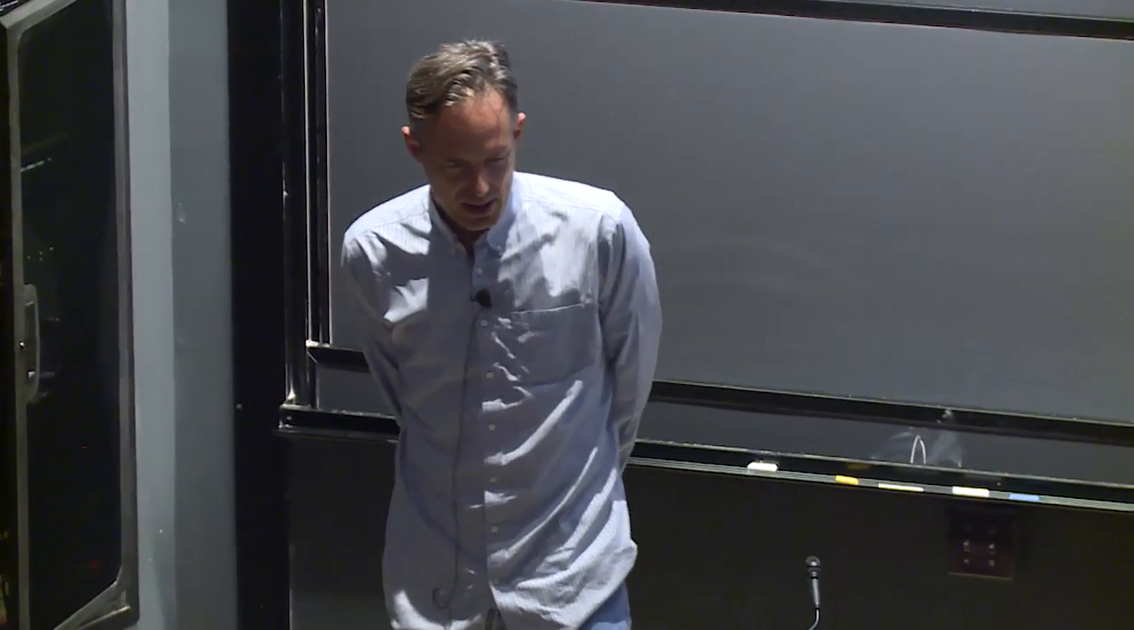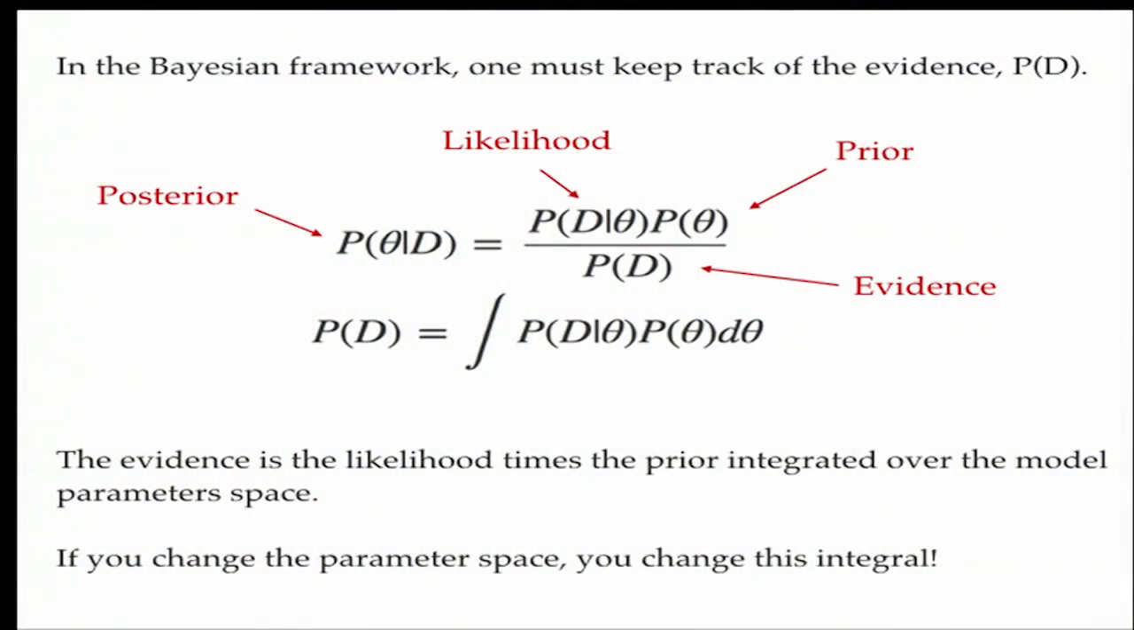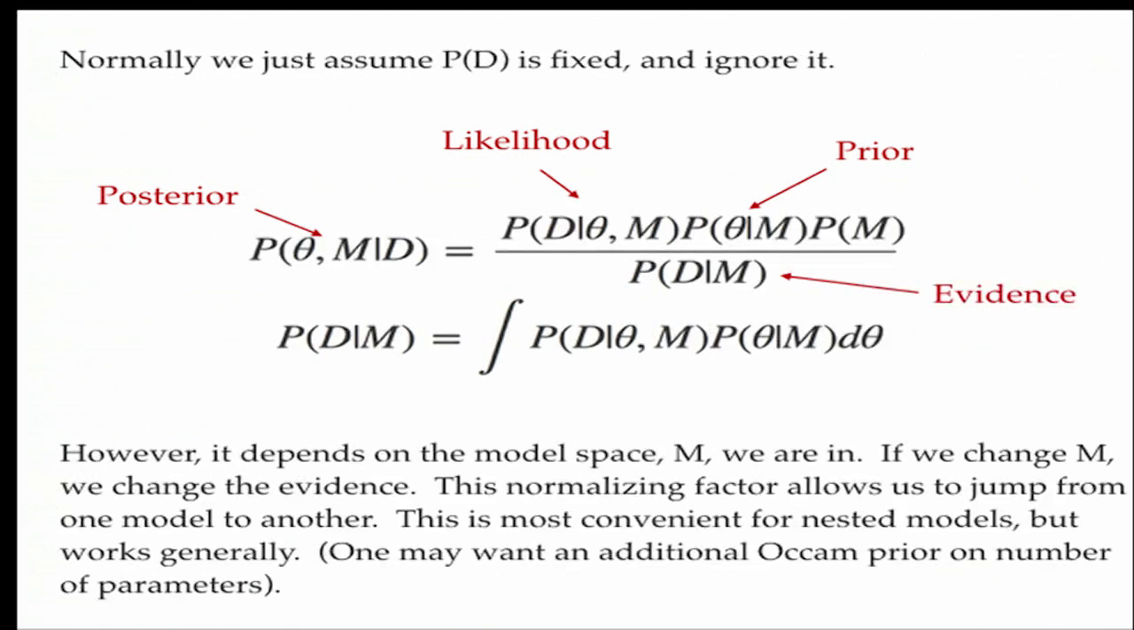So being good Bayesians, we have to include this equation, where the posterior is the likelihood times the prior over the evidence. And the evidence, of course, is just the integral of this thing over all parameters. So that normalizes this and makes this integrate to unity, which is a good thing in a probability. The problem is if you change the parameter space, you change this integral. So normally we just ignore this and we put a twiddle here and we say everything's fine because this doesn't change as we change the parameters theta. But if we change the model space, it does change. So we should actually write something more like this.